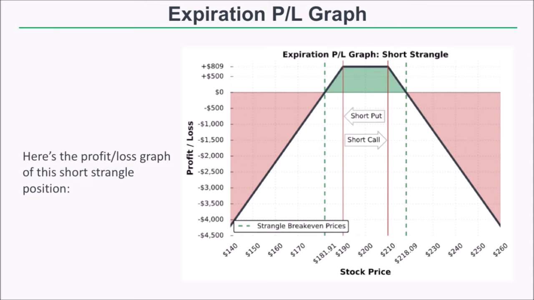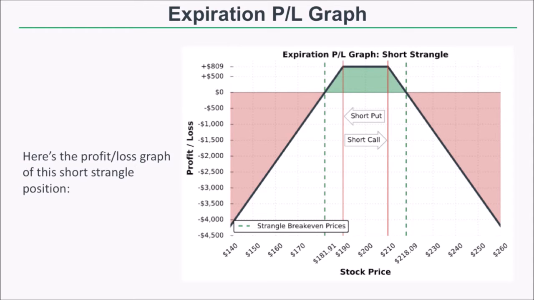So in this example, we sold the 190 put and 210 call for a total credit of $8.09. Now that means in actual dollar terms, our maximum profit potential on this trade is $809. So based on this graph, we can see that if the stock price is between 190 and 210 at expiration, we will have a profit of $809 at expiration.